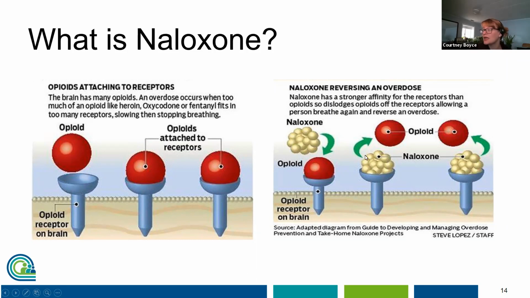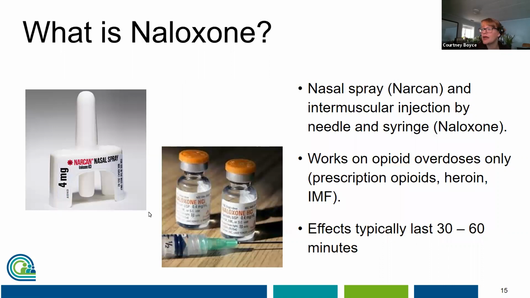Naloxone comes in and dislodges the opioid off of the receptors, and it takes the place of that opioid on the receptor. And that allows that person to start breathing again and reverse some of the fatal signs and symptoms of an overdose. And naloxone comes in 2 forms. It comes in an intramuscular injection that is used by needle and syringe, and then it also comes in a Narcan nasal spray. And we coordinate the distribution of both of these with our community partners.